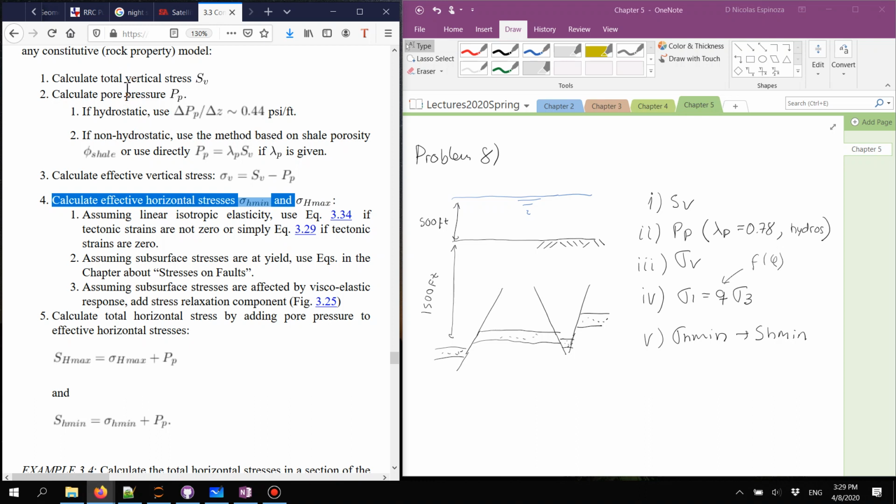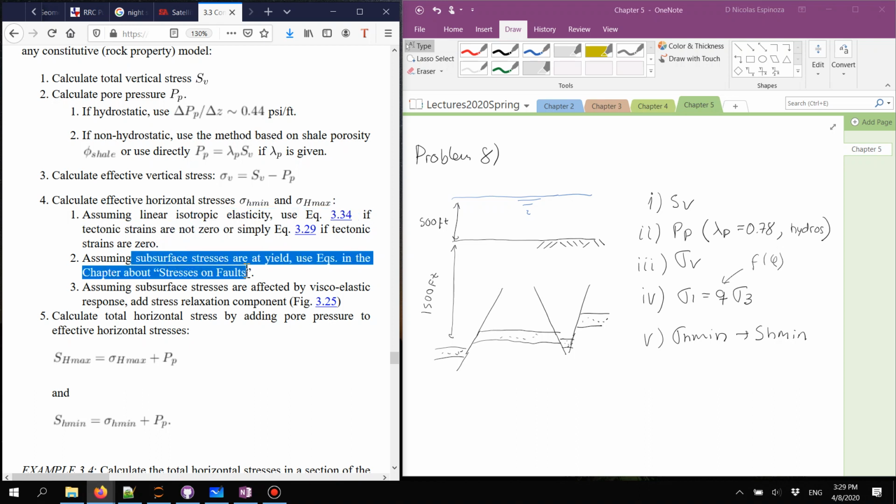SV, pore pressure, effective vertical stress, then you calculate horizontal stress. Before, we used this theory of linear elasticity, but now we are at this point. Instead of using that theory, we're assuming this is already a failure, so we're now using the equations of stresses on faults, and that equation is this one.